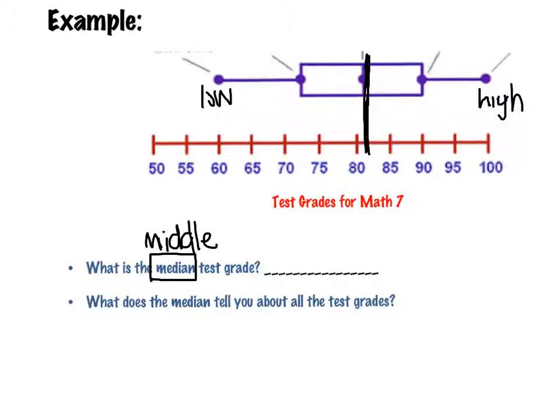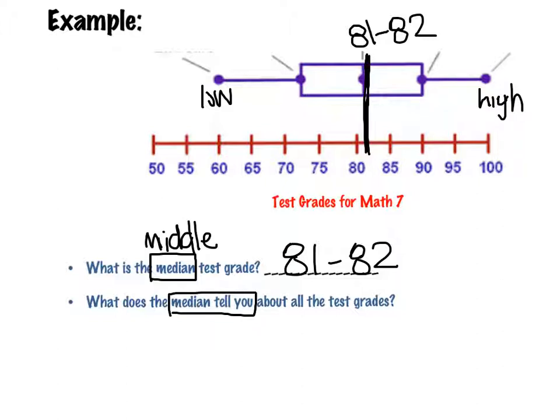Looks like it's just barely past 80. So I'm going to say probably this number is going to be an 81, maybe an 82. Okay, it's kind of hard to tell because they counted by fives. So the median test grade is 81 or 82. The next question says, what does the median tell you about all the test grades?